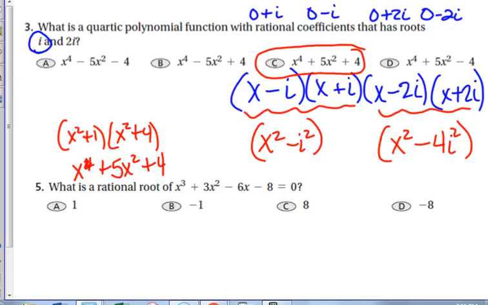Yes. If this was a question on the test, the first thing it would probably ask is, what are all possible rational roots? Oh, that's the last. Factors of this over factors of the leading coefficient.